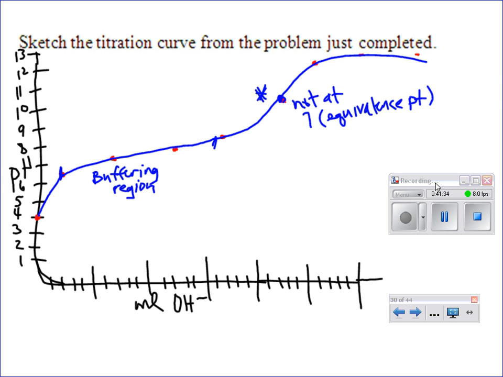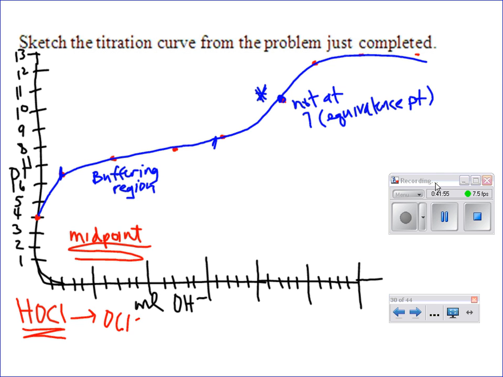Now, there's one other part about this curve that's really, really important that does not exist in a strong, strong. It's called the midpoint. The midpoint is the point when half of our acid is used and converted to that. Now, let's see if you can remember. We've already kind of talked about this. When did we see that happen?